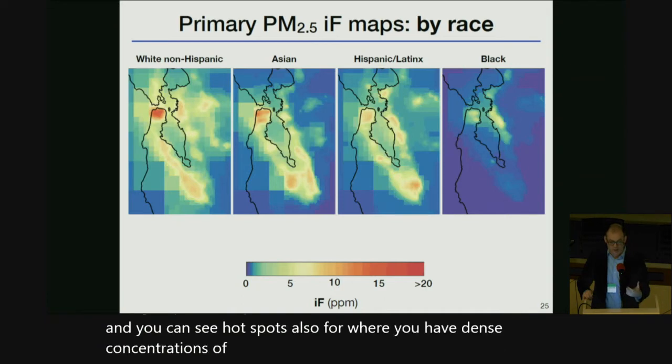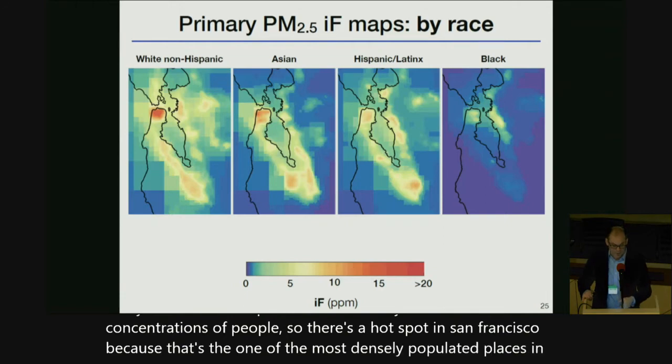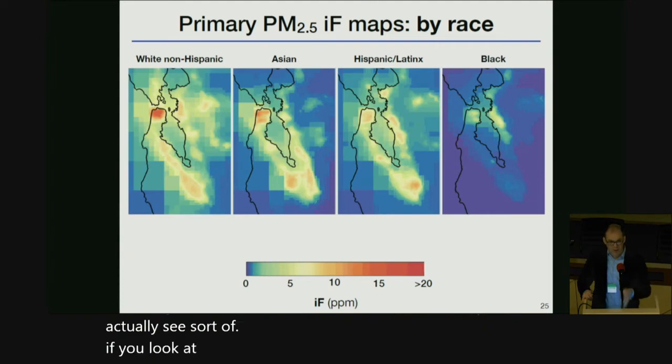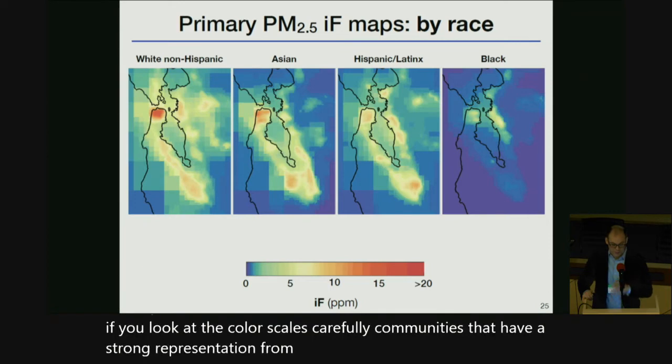So there's a hot spot in San Francisco because that's one of the most densely populated places in the Bay Area for intake fraction for whites. And then you can actually see, if you look at the color scales carefully, communities that have a strong representation from one racial or ethnic group. This is the Bay Area.